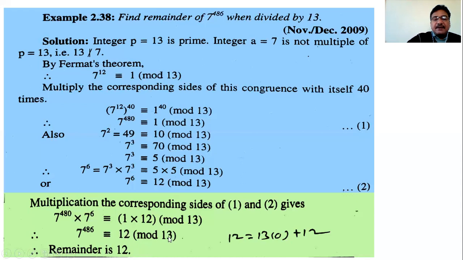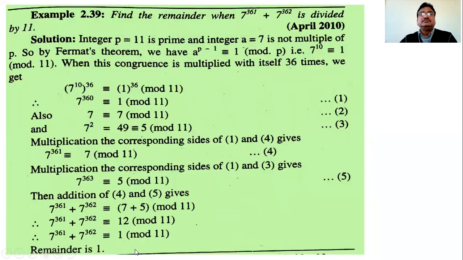So dividing this number by 13, we have the remainder 12, and therefore the final answer is: the remainder when 7 raised to 486 is divided by 13 is 12. So this is the answer. This is the same type of question.